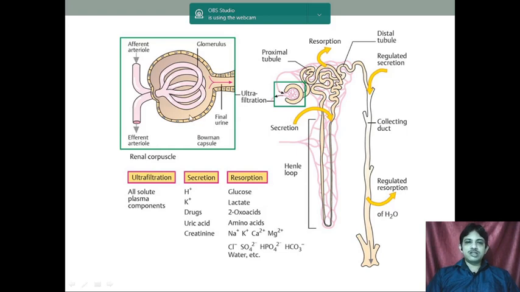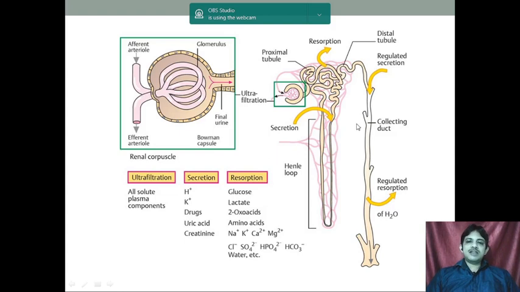If we look at this again, first there is glomerular filtration, through the afferent arterioles. In ultrafiltration, all the solutes and plasma components are first filtered through the glomerular filtration. Now reabsorption: glucose, lactate, 2-oxo acids, amino acids, sodium, potassium, calcium, magnesium, chloride, sulfate, bicarbonate, water, and phosphate are all reabsorbed again into the circulation.